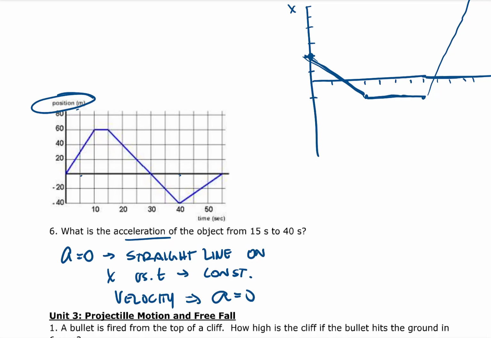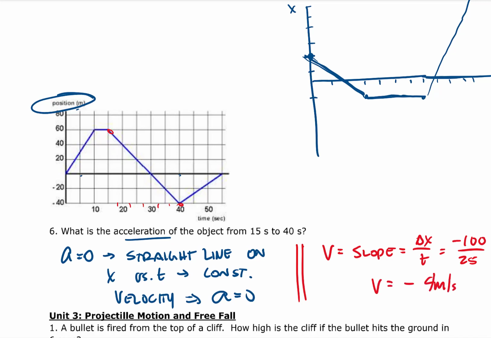Now, if I wanted to find that velocity, it would be the slope. So the change in position, we go from 60 to -40. So -100 divided by the time, 5, 10, 15, 20, 25, over 25. That velocity would be -4 meters per second. We get that by finding the slope.